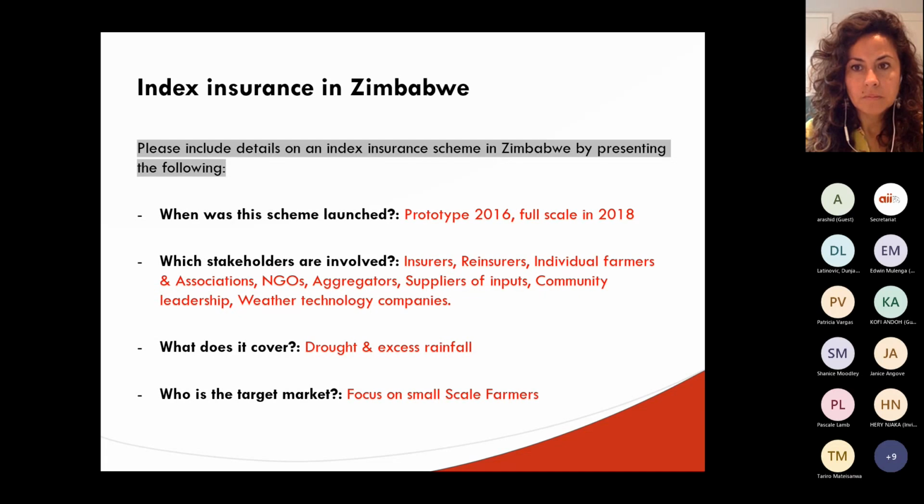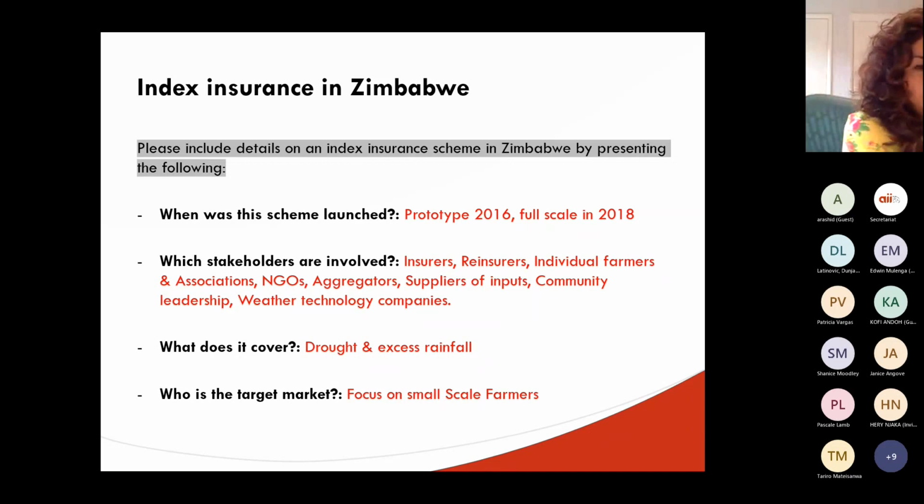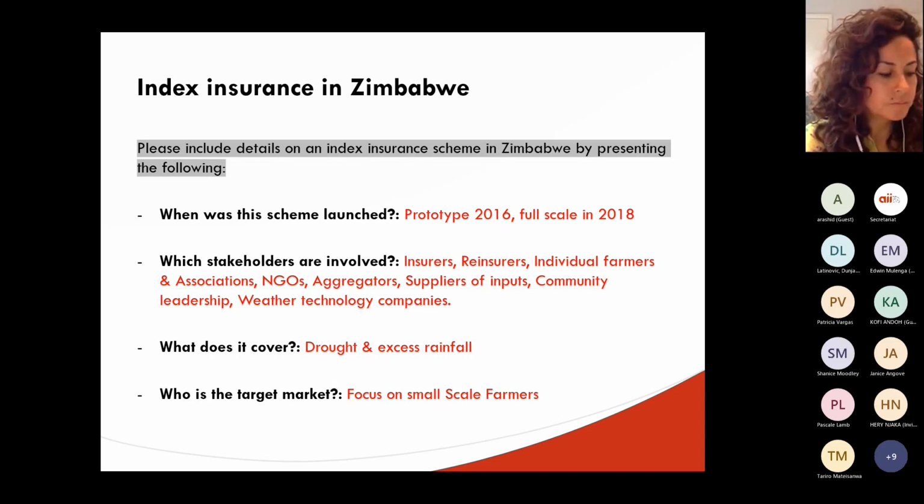In terms of stakeholders involved, there were insurance companies, which in Zimbabwe is Old Mutual, a number of reinsurers, individual farmers and associations, NGOs, aggregators, suppliers of input, community leadership, and weather technology companies. The product covers drought and excess rainfall. The understanding was that not only drought affects the small scale farmers, but even excess rainfall to a certain extent will also affect the yields.